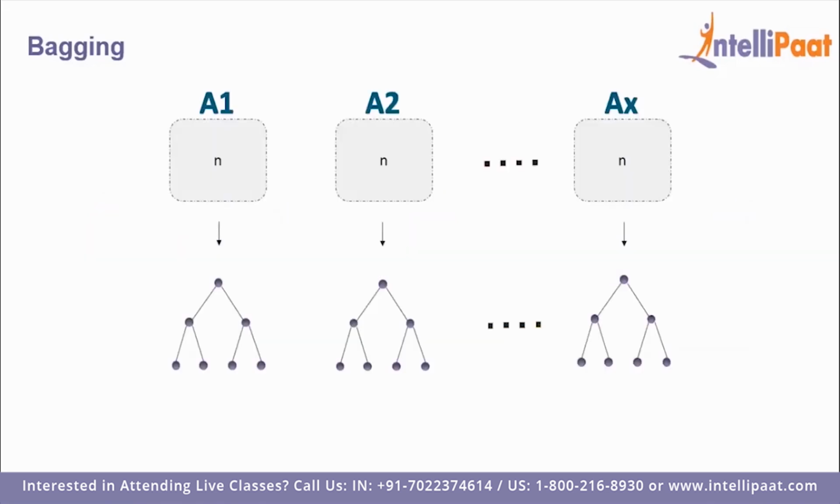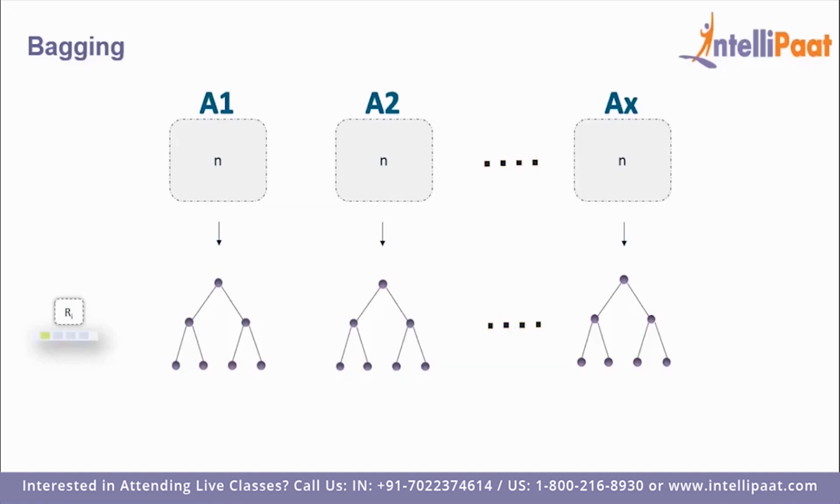Now what we'll do is, for each of these X data sets, we will fit one decision tree each. So we have X decision trees coming from X data sets. So now we have a group of trees, or in other words, what we have here is an ensemble of trees.